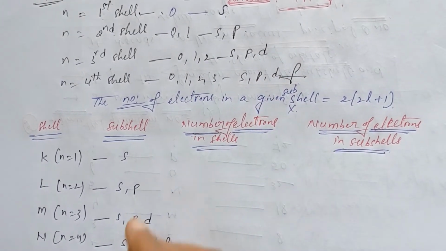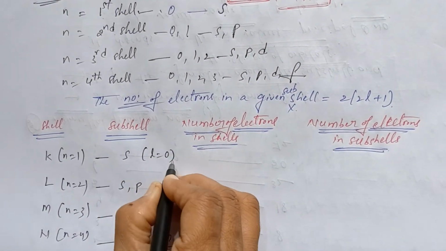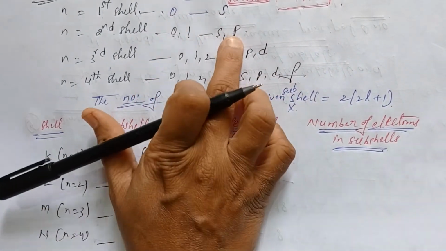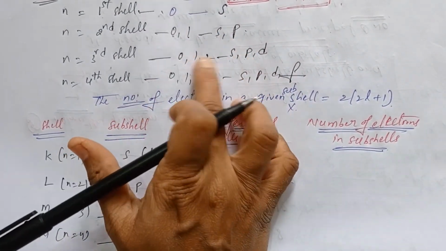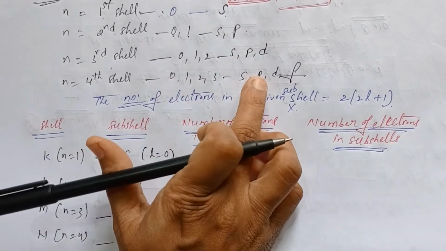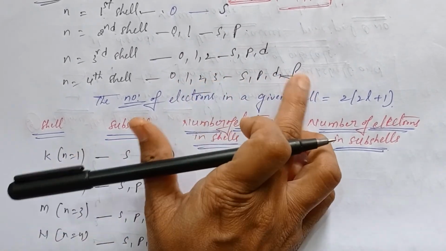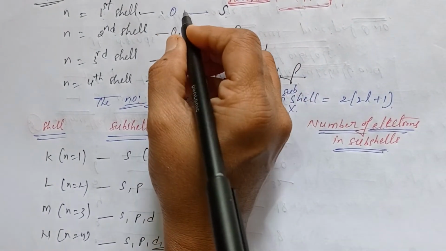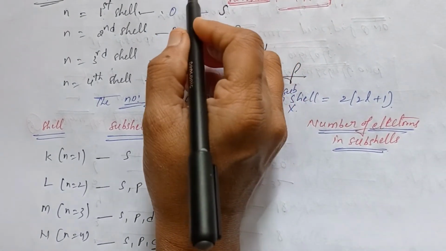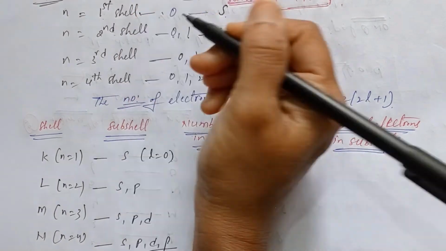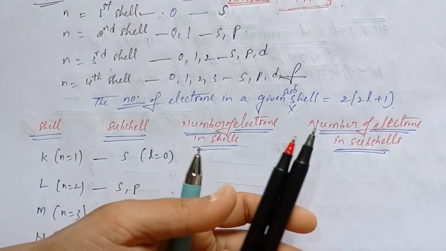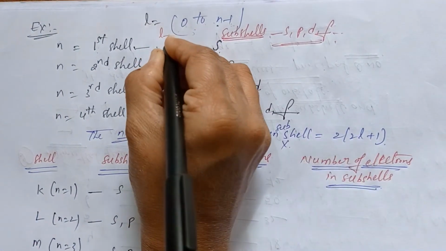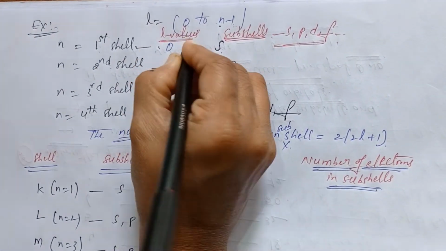Like this I am writing. What about the L value, students? The azimuthal quantum number value for the S subshell is 0. P subshell, 1. S0, P1, D2, F3. These are all L values, correct? So the L values range is 0 to n minus 1, correct? So these are the L values.